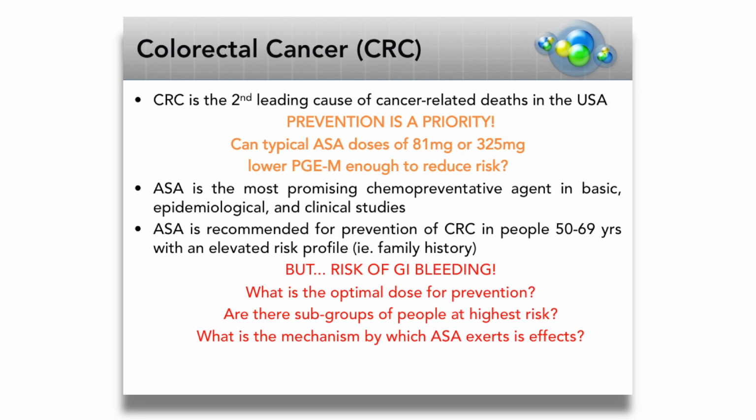It is now recommended by the U.S. Preventive Services Task Force for people ages 50 to 69 who have an elevated risk profile of development of colorectal cancer in their family. But aspirin is associated with a risk of GI bleeding because prostaglandins are involved in the maintenance of stomach lining. So there are many questions that need to be asked before aspirin is fully considered as a preventative treatment for colorectal cancer. What is the optimal dose? And another question is, are there subgroups of people at highest risk for development of the disease? And can aspirin be of use to this group?